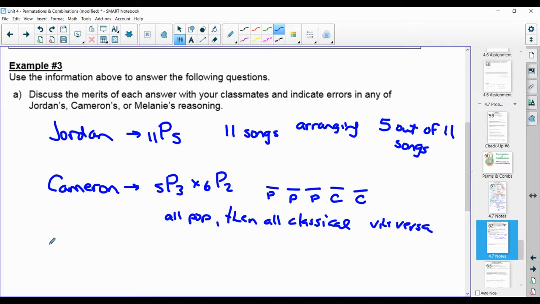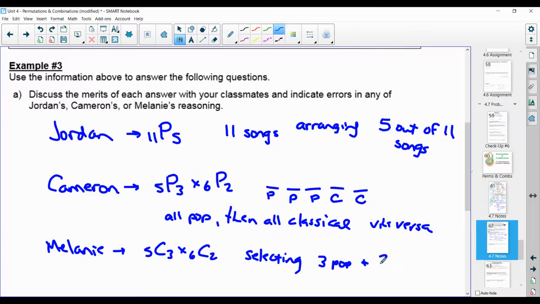And so Melanie is the last one. And at first glance, you might think, well, Melanie can't possibly be right because it says very clearly that order matters. And we know that when order matters, we don't use combinations. But what she's looking at here is she's looking at selecting 3 songs and selecting 2 songs. What she's missing is that we need to select the songs and then arrange. So she's looking at selecting 3 pop songs and 2 classical songs. So of the 3, Melanie is the closest, but none of them are quite right.